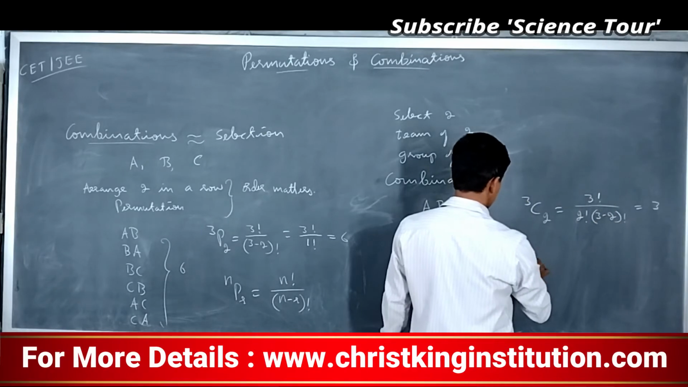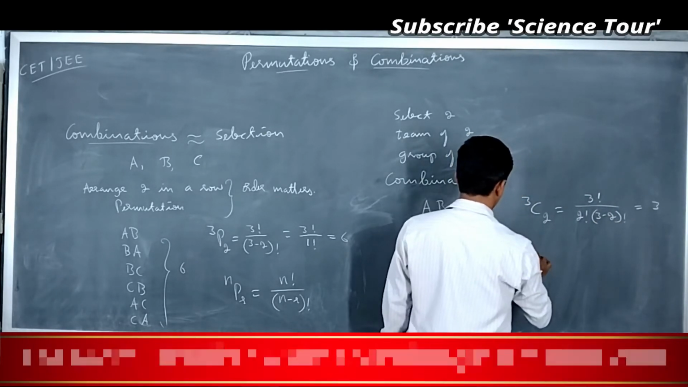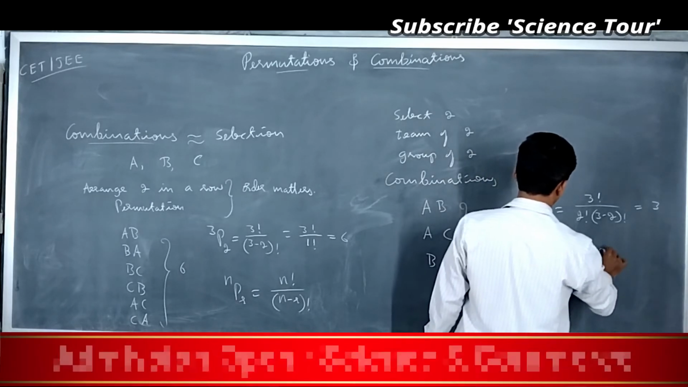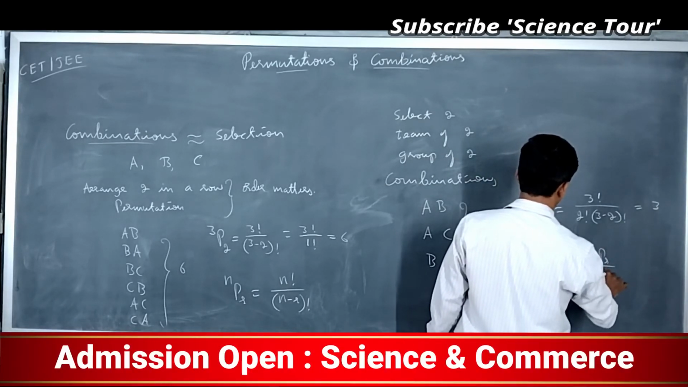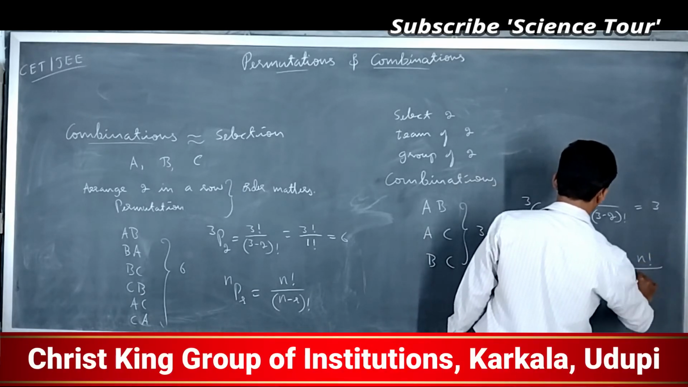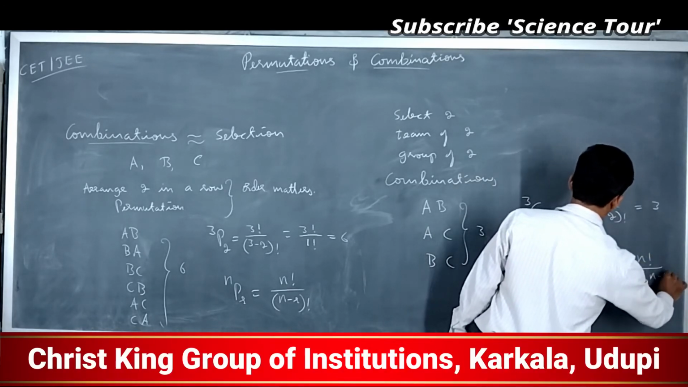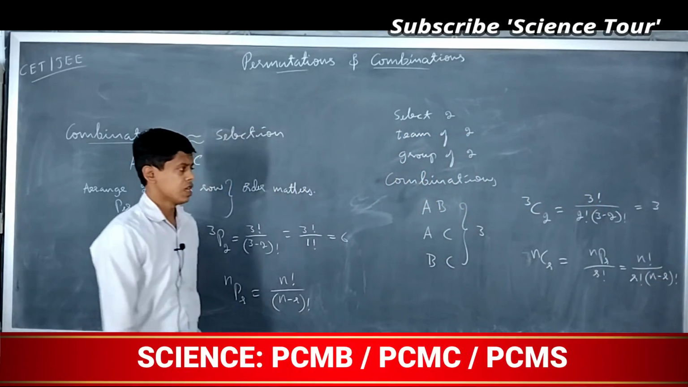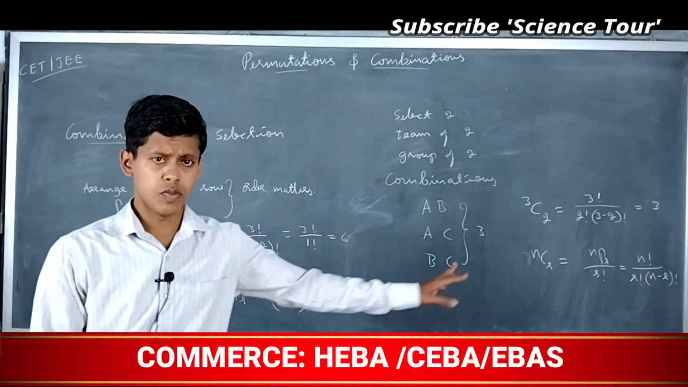And what is nCr? nCr is nPr divided by r factorial. In other words, it is n factorial divided by r factorial and n minus r factorial. So that's the way we arrive at the formula.